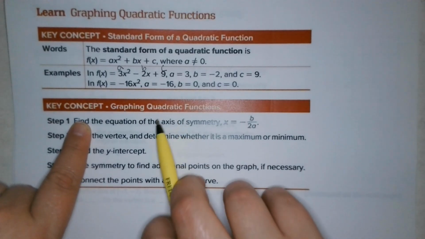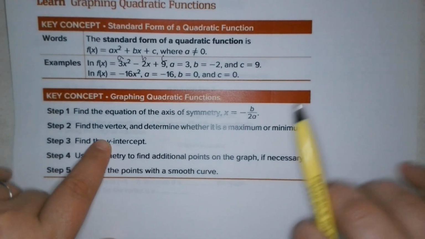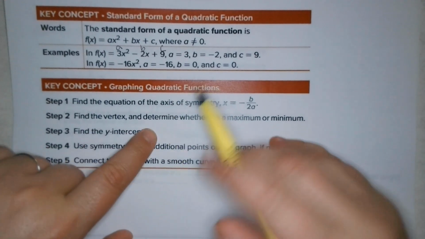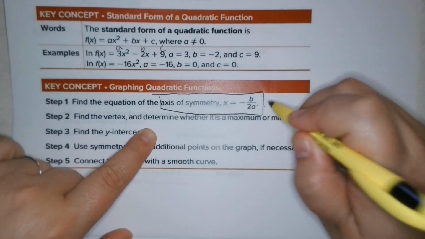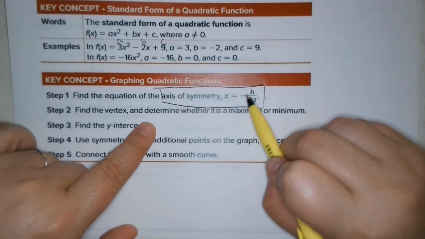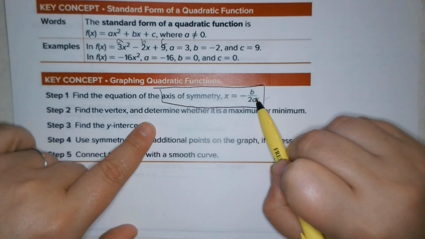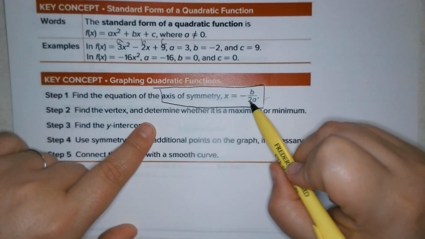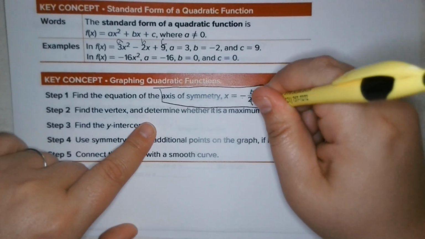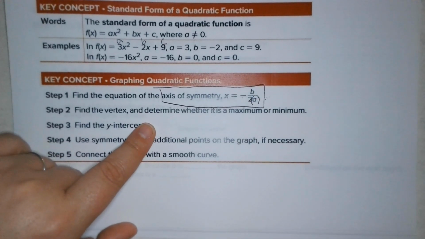In order to graph a quadratic function, we need to know how to find the axis of symmetry. There is a formula for the axis of symmetry. Write this down: x equals -b over 2a. You can just leave the negative out front and use it at the end. But b over 2 times a. A lot of times it'll show it like this, with a in parentheses.